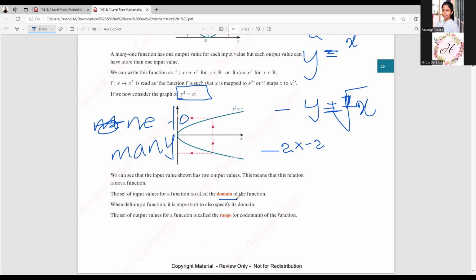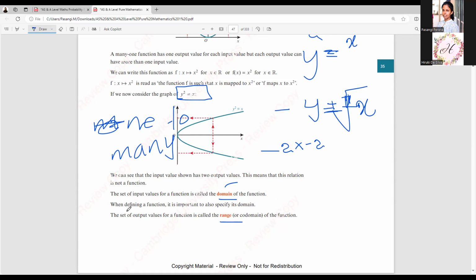Then we should know about two keywords. One is the domain, the other one is the range. Domain means the set of input values, and range means the set of output values. Here we have the domain, which we call the set of input values, and here we have the range, which we call the set of output values. So the set of input values for a function is called the domain of the function.